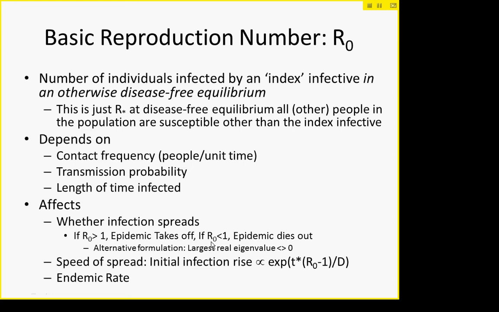One person could infect two, could infect four, could infect eight, and so on. If it's less than one, on average, I won't even replace myself, and maybe I'll infect one person, but they probably won't replace themselves, and it will die out quickly. It will peter out if it infects anyone at all. It turns out it also affects the speed of the spread, how quickly it rises.